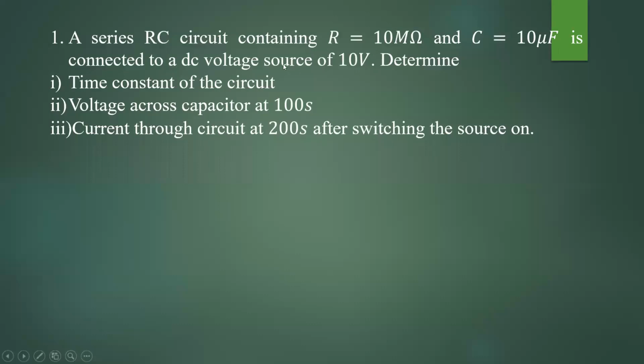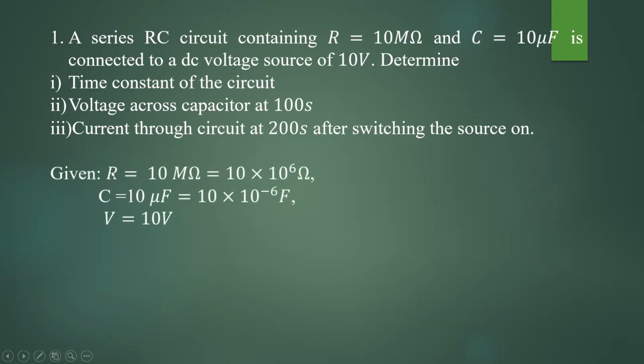So here a 10 volt battery is connected. Because of that, definitely it is a charging of the capacitor. When a battery is connected to a series RC circuit, the capacitor charges. Here we have to assume that the capacitor is initially with zero charge, and when the battery is switched on, the capacitor charges.